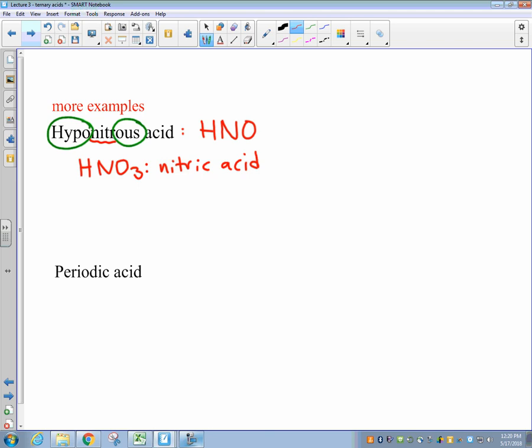And one second example here, a species called periodic acid. Again, we've got a parent acid listed on your common ion sheet. Have a look there and find the parent of the family, which is iodic acid at the very bottom of that list. Iodic acid has the formula HIO3.